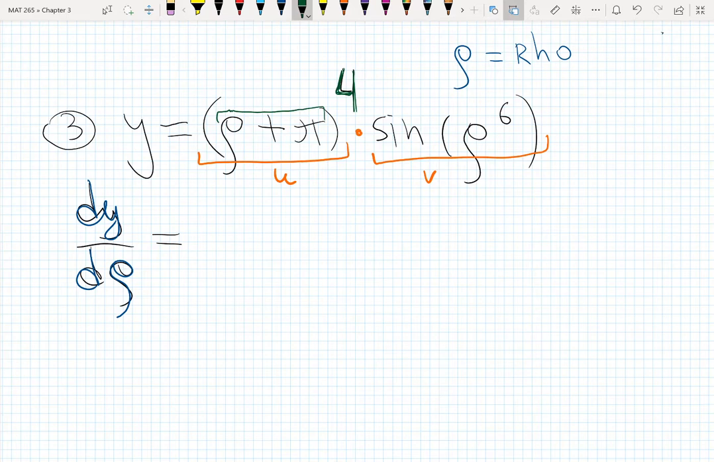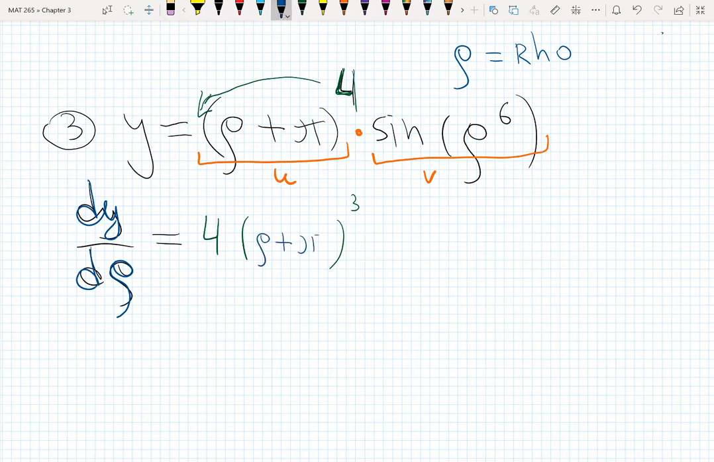If rho is 0, I will do 0 plus pi. That's the first step. And then I will raise it to the 4. That's the last step. So raising to the 4 is my outside function. Then I know how to differentiate that. Rho 4 goes down, 4 goes down, something to the 3rd power, right? That's how you see it. What is something?